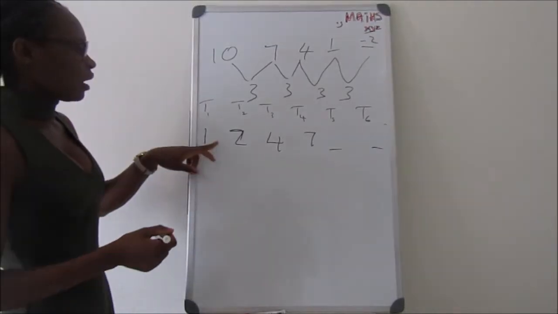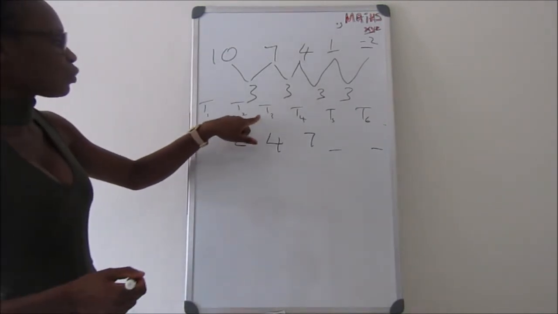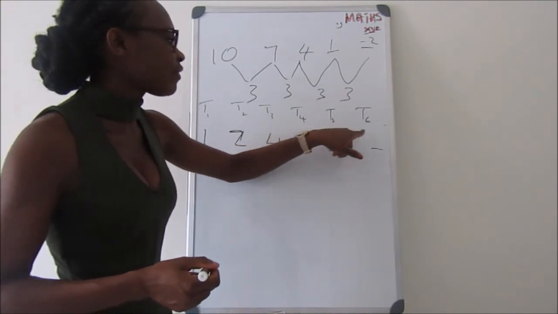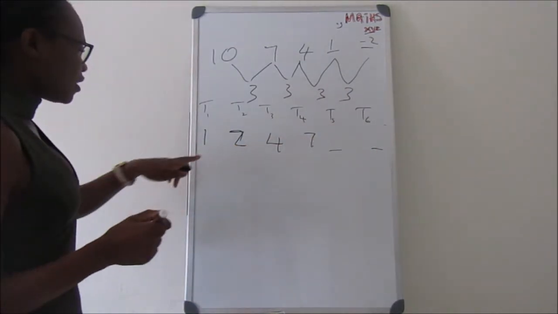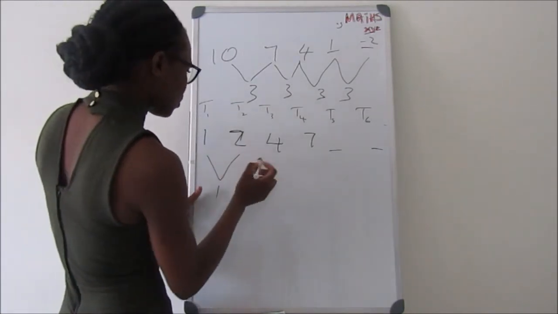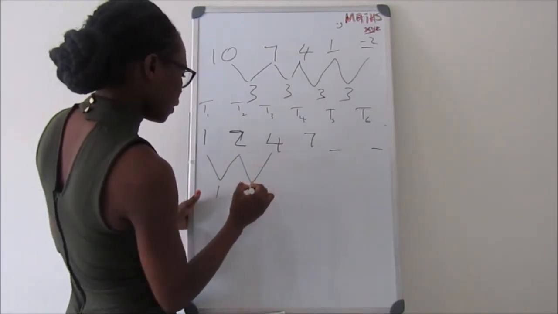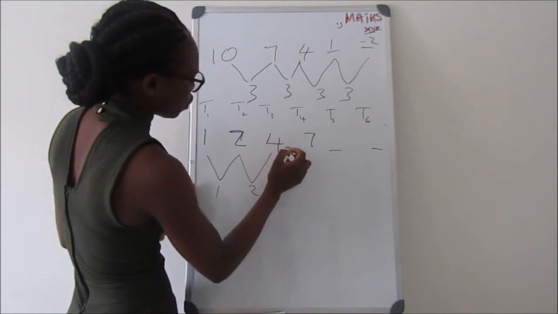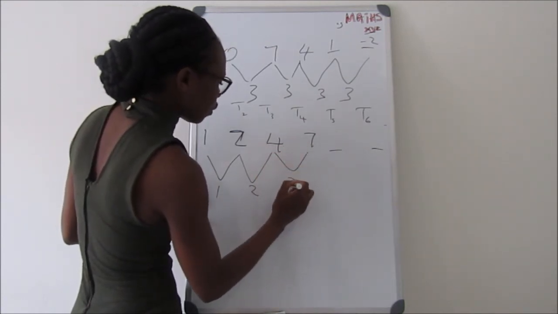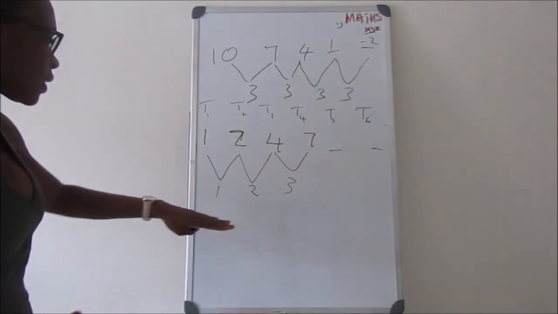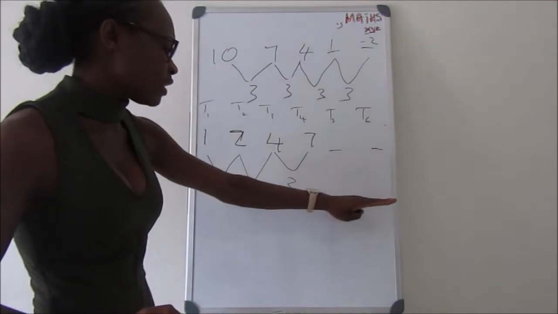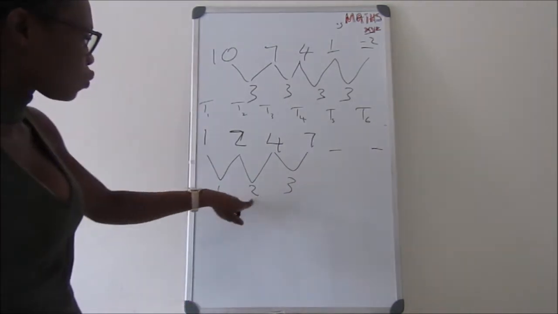Stop. We have term 1, term 2, term 3, term 4, term 5, and we're looking for term 5 and term 6. The difference between term 1 and term 2 is 1, and the difference between term 2 and term 3 is 2, and between term 3 and term 4, 7 minus 4, that gives us 3. So we can already see the pattern in the difference of these numbers. So it's 1, 2, 3.